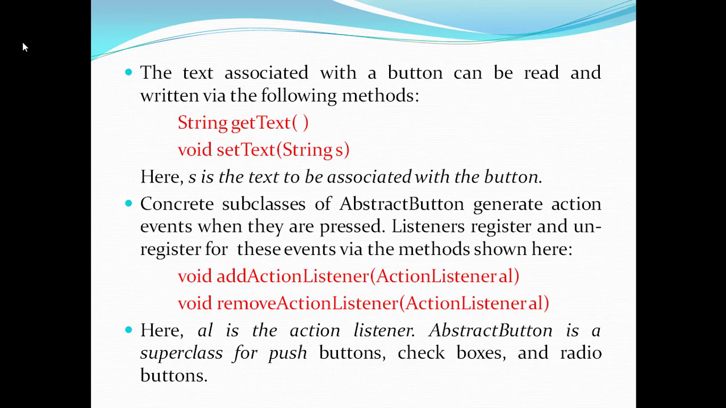The text associated with a button can be read and written via the following methods. To read the text associated with the button, we are using the method String getText. And to write the text to the button, we are using the setText method, void setText(String s). Here s is the text to be associated with the button.